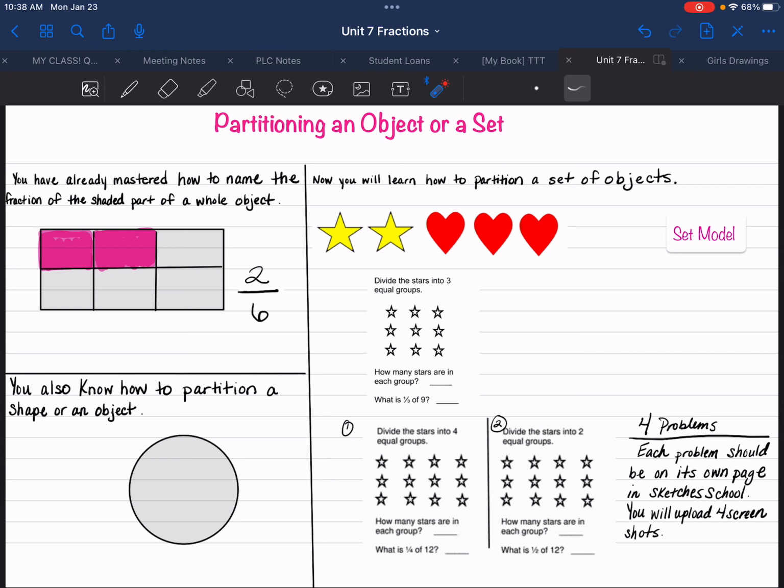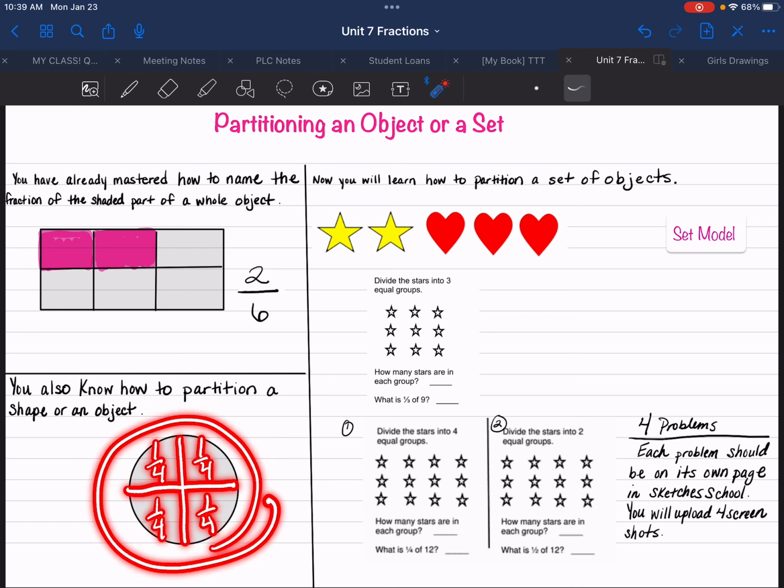You're probably thinking that's easy. I draw a line like this and then draw a line like that. And then I would get 4 equal parts, which would give me 1/4, 1/4, 1/4, plus another 1/4, and that equals the whole. And you've partitioned that whole pizza into 4 parts.